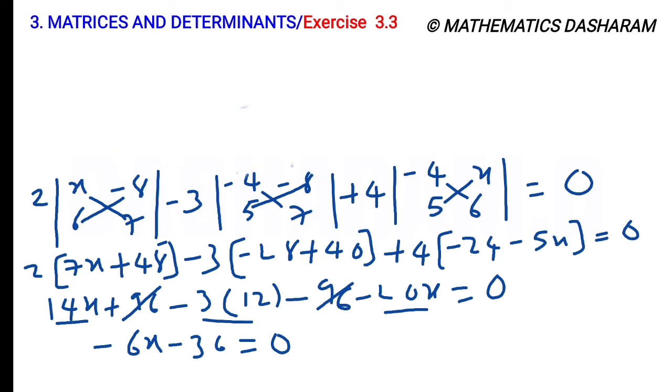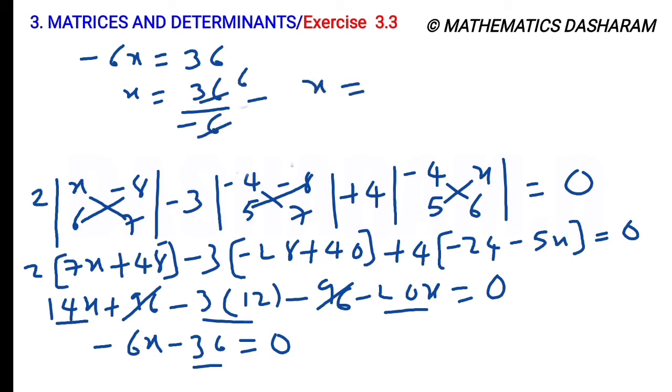So now let's find out the x value. So minus 6x equals to, here minus 36 transpose to that side, so plus 36, x equals 36 by minus 6, because minus 6 is multiplying here. So now 6 1s are 6, 6 6s are 36, so the x value is minus 6.